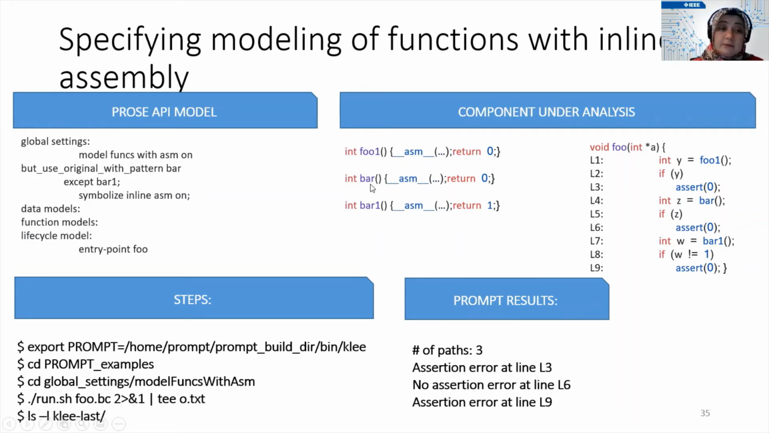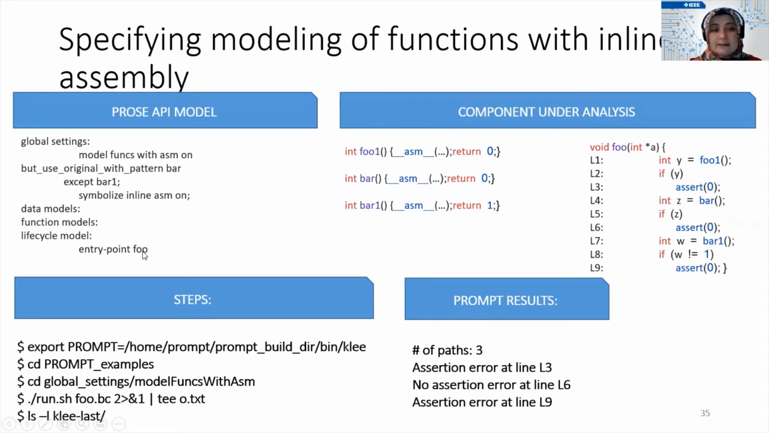Now, we will have a problem because bar has an inline assembly. So KLEE normally doesn't handle inline assembly instructions. So we found a way to also abstract such instructions, and we have a setting. So if you say symbolize inline ASM on, what that means is that when the execution engine sees an assembly instruction, it will kind of ignore it. But if it has a return value, it will just symbolize the return value.